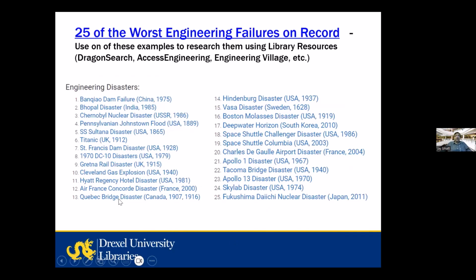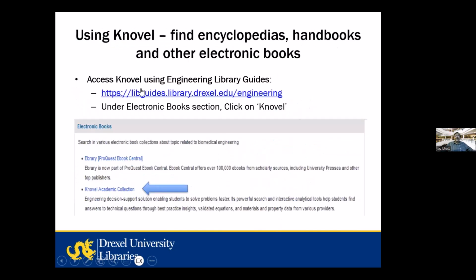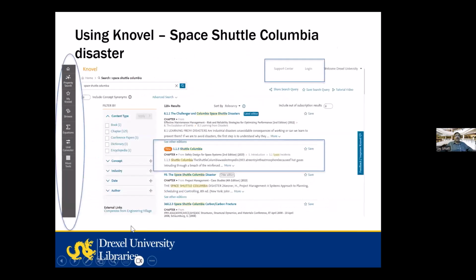And then you can use various databases that we have in DragonSearch, Access Engineering, and Access Knovel that you could use. So Access Knovel using Engineering Library Guide. And this is the same library page that I was talking about under Knovel Academic Collection. Now we're exploring Knovel. And again, I'm using example of Space Shuttle Columbia.